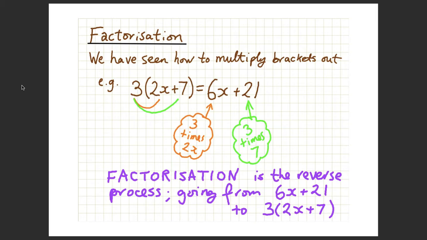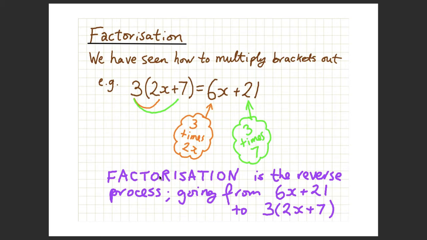So here are the class notes on factorisation. We've already seen how to multiply brackets out. For example, if you see 3 and then brackets 2x plus 7, it means 3 times everything in the bracket. I've tried to colour code this. Orange here, 3 times 2x gives you 6x. And then in the green, 3 times 7 gives you 21. So 3 times brackets 2x plus 7 is the same as 6x plus 21.